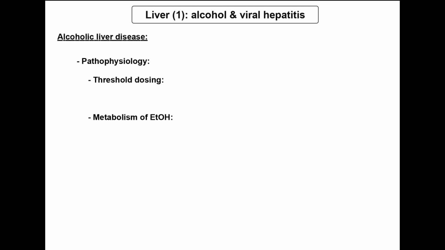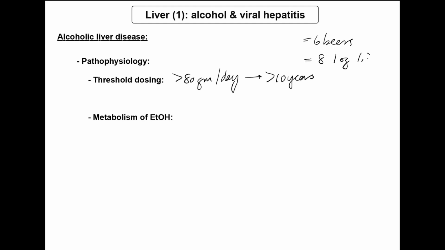Alcoholic liver disease requires a minimal amount of alcohol, and this is usually described as more than 80 grams per day carried on over greater than 10 years. 80 grams per day is about 6 beers or 8 1-ounce shots of liquor. And even with this considerable amount of drinking, only about 10% of these drinkers will get cirrhosis. Women are susceptible to alcohol in ways that men are not, so there's less dose needed for women.